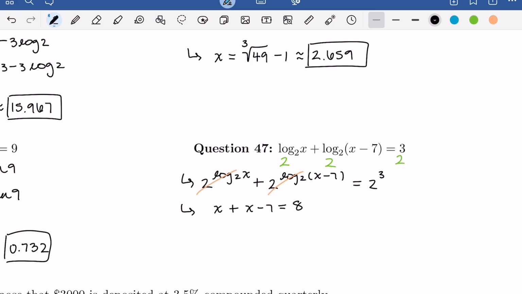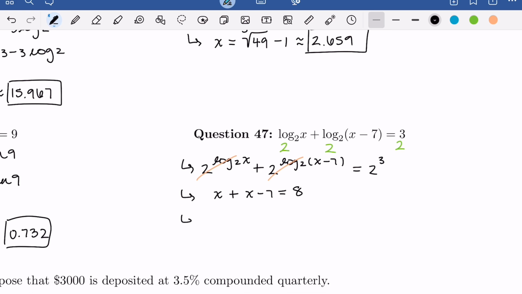So from here, it becomes pretty simple to solve this guy. We're going to combine like terms, so we're going to have x plus x, which will give us 2x, and in the same step, we're going to add 7 to both sides of our equation. So we're going to end up with 2x is equal to 15, and then to completely solve for x, we'll divide by 2 on both sides of our equation. So x is going to give us 15 over 2, which is going to be equal to 7.5.